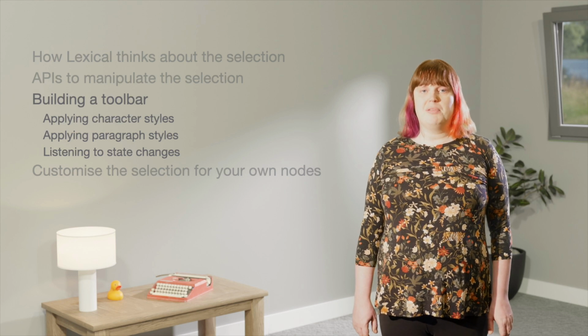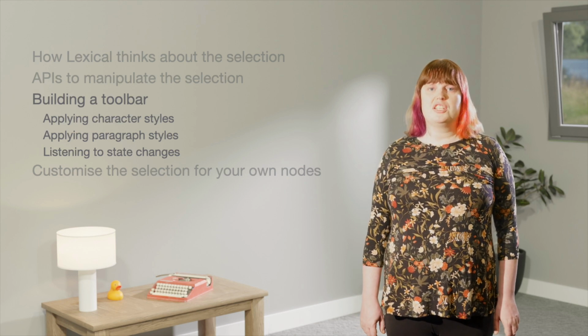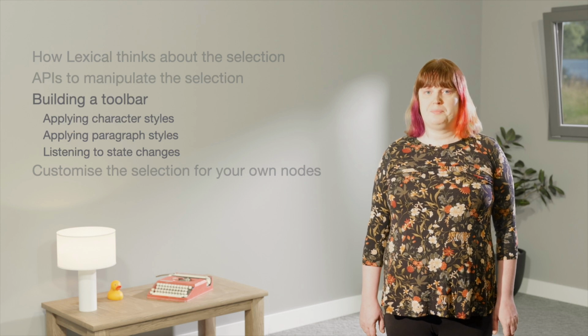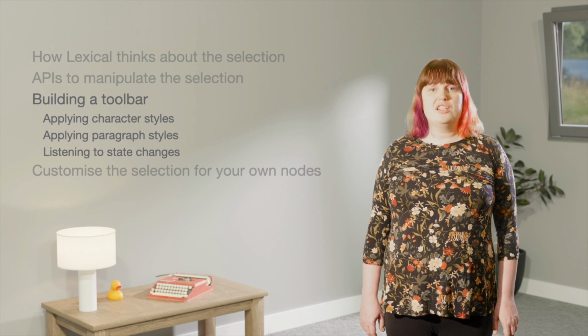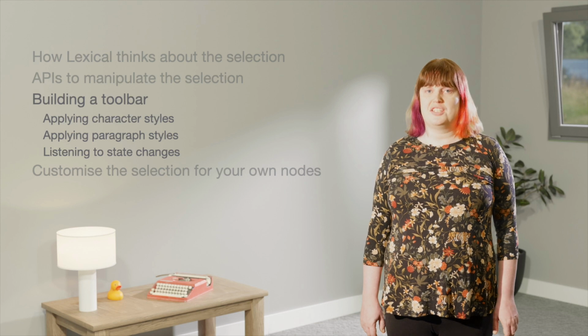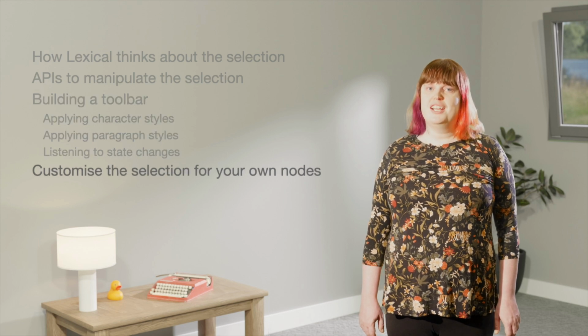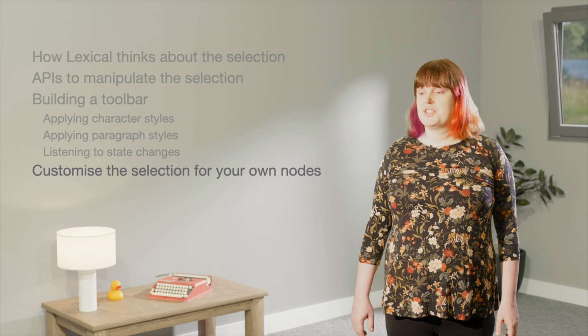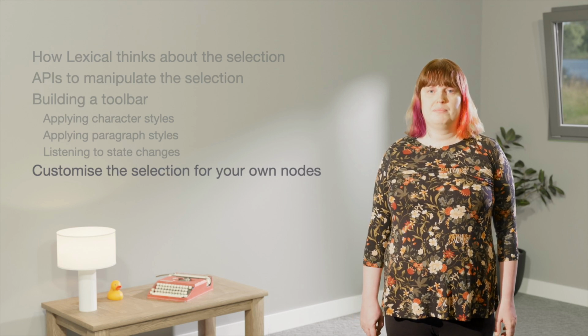Paragraph styles are simply element node wrappers, and we learnt some APIs to find and change them. Updating a toolbar can be done with an update listener. Finally, we learned how node selection is often used by decorator nodes that want custom selection behaviour.